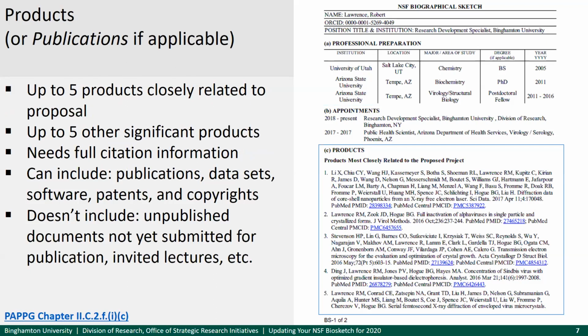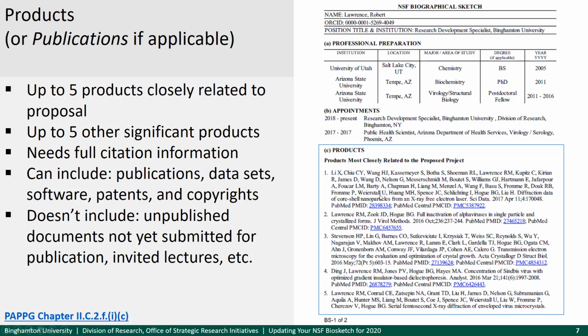The next section is products. For a lot of people, this means publications, but that doesn't necessarily have to be the case. It can also include data sets, software, patents, and copyrights. You don't want to include things here that haven't been accepted for publication. Also, you don't want to include things like lectures or posters or things of that nature.